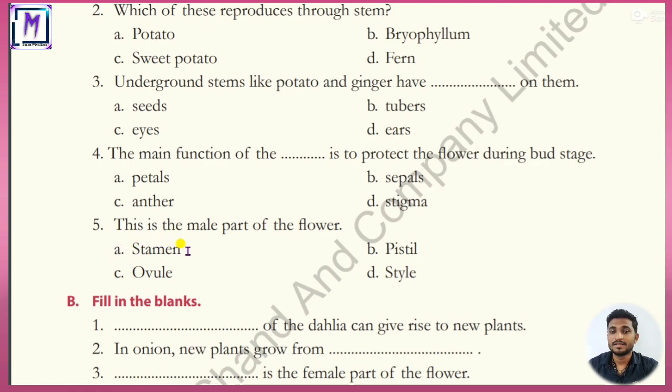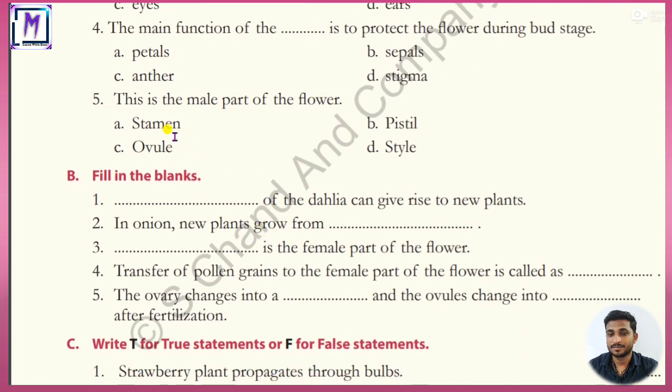Let's start the next, the fifth one. Which part is the male part of the flower? As we know, pistil is the female part which consists of stigma, style and ovary. Style is a female part too, and ovule is the female gamete. So that's why stamen is the correct answer for that. This is the male part of the flower.